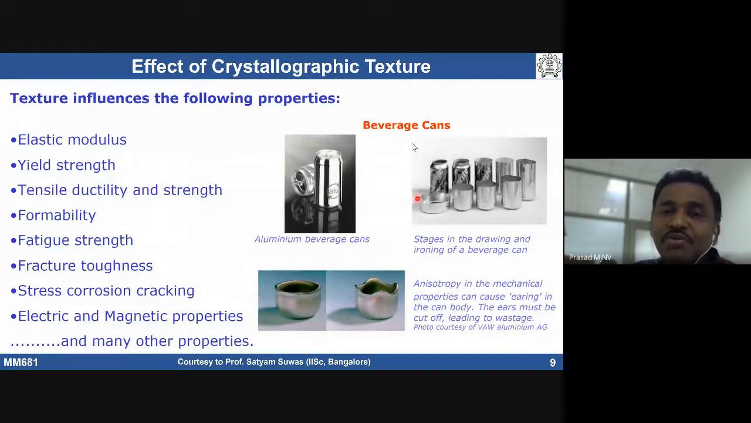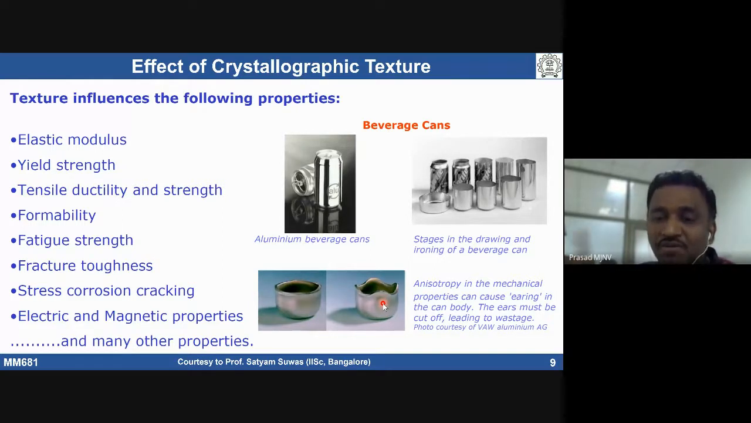So texture plays a significant role in minimizing wastage of material and minimizing defect formation during forming of a component. The properties are going to be affected, especially formability and magnetic property. The examples we talked about were iron silicon alloys for magnetic properties, and for formability, aluminum and IF steel, industrial steels that undergo drawing operations. Earring is one of the common defects if you do not have a higher R bar value.